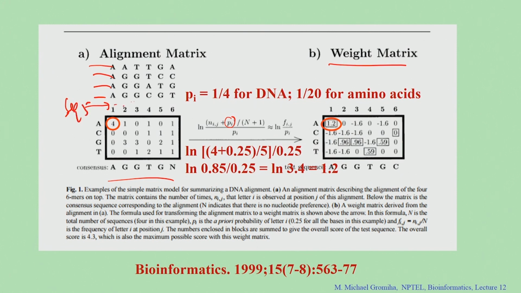I can write anything here, right? What is the probability of having A in this position? 1 by 4, because it can be A, T, C or G. So the probability of having A is 0.25.